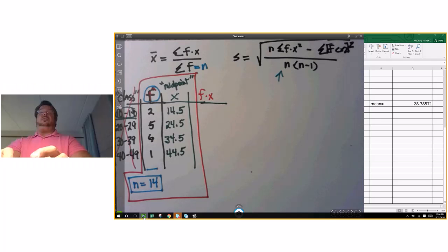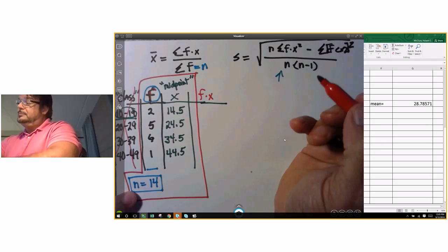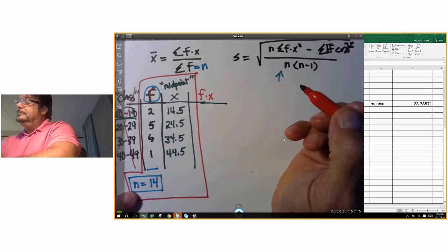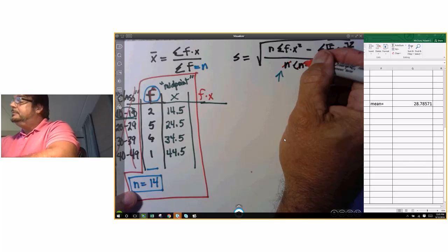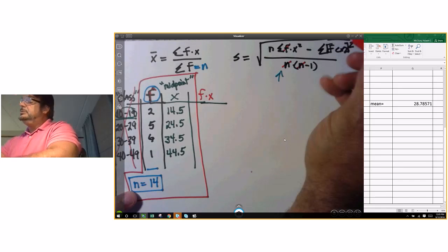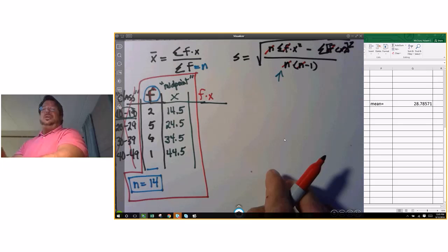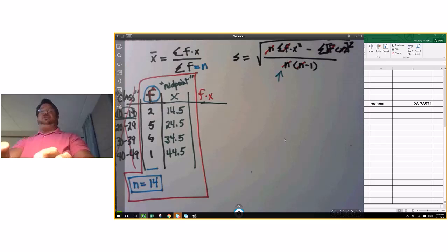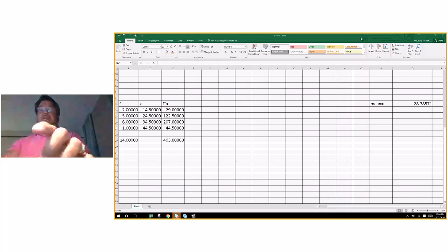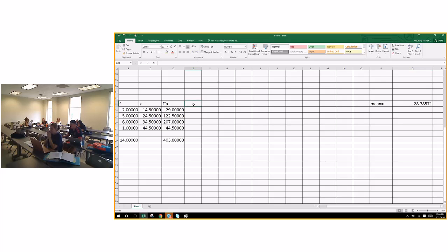Okay, let's do this. Let me take my red marker, and I'm going to mark off what we have. Y'all ready for this? Cause this is really tough. N, F, N, F, X. X squared. Oh my gosh! You get the prize. So we have to do a column now called what? X squared.